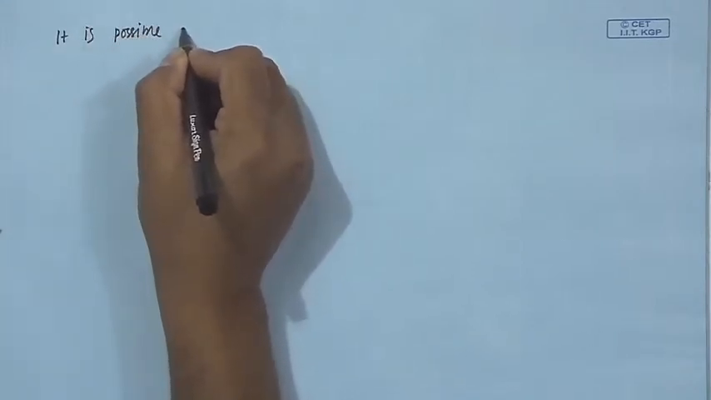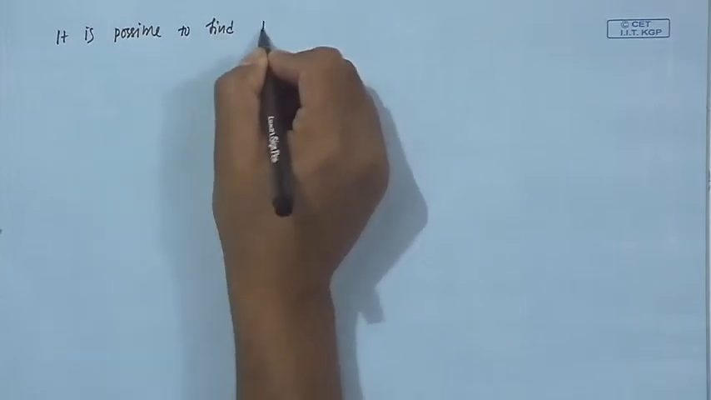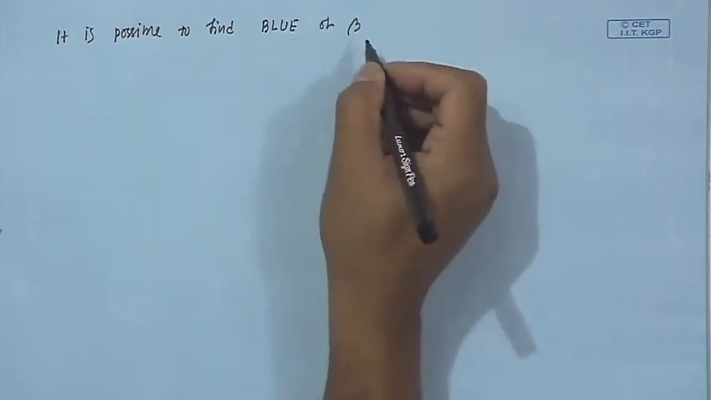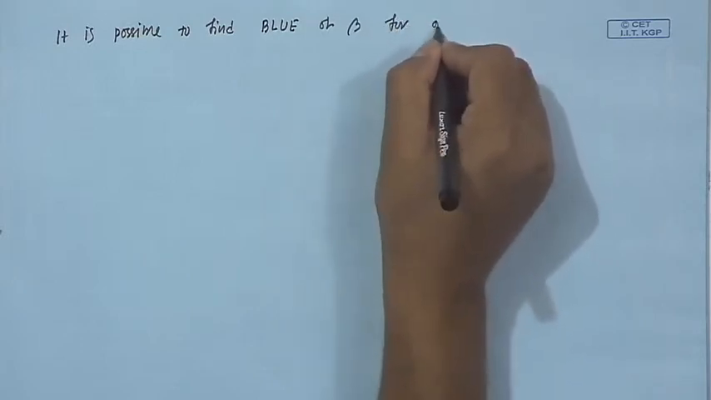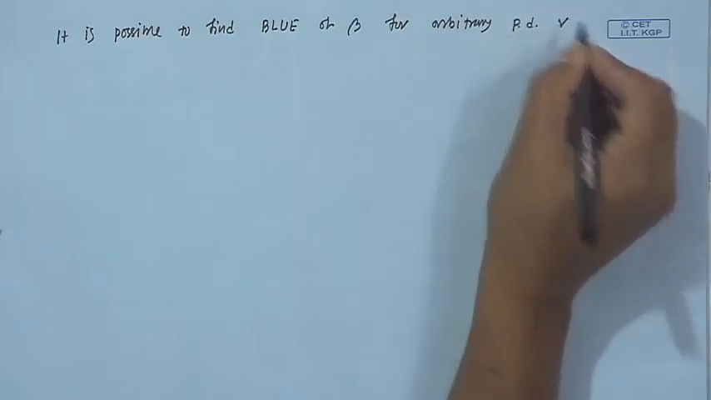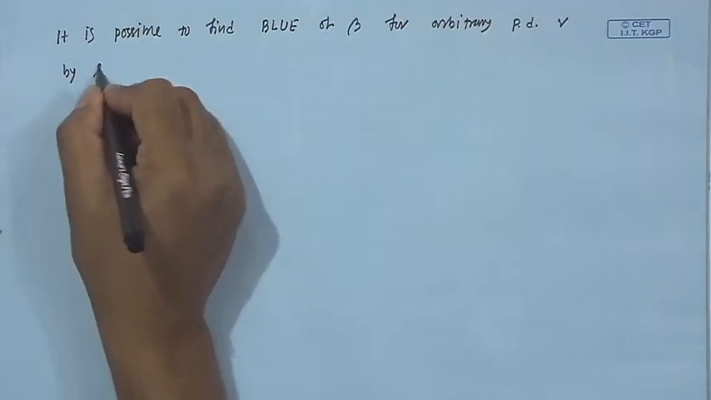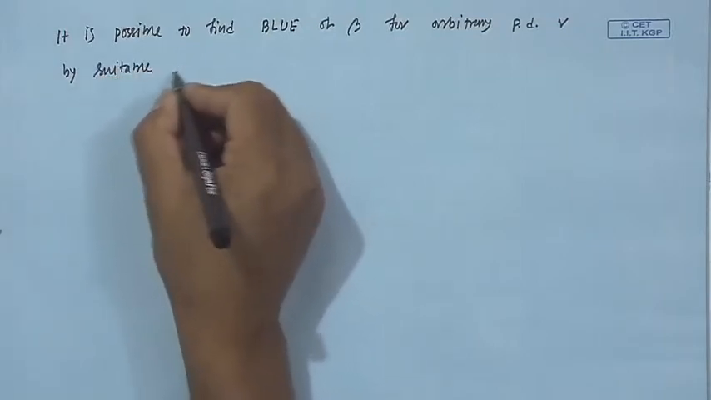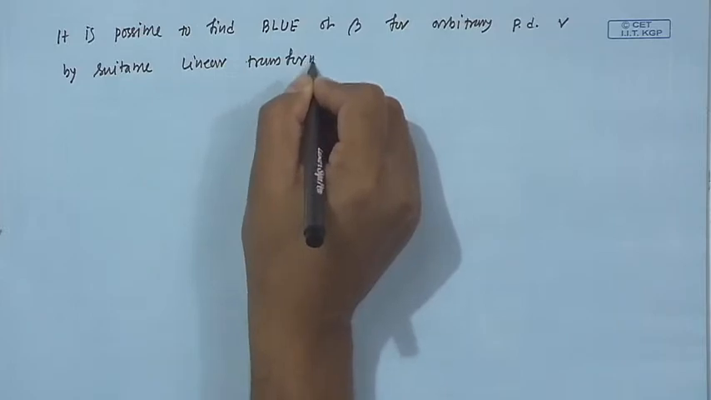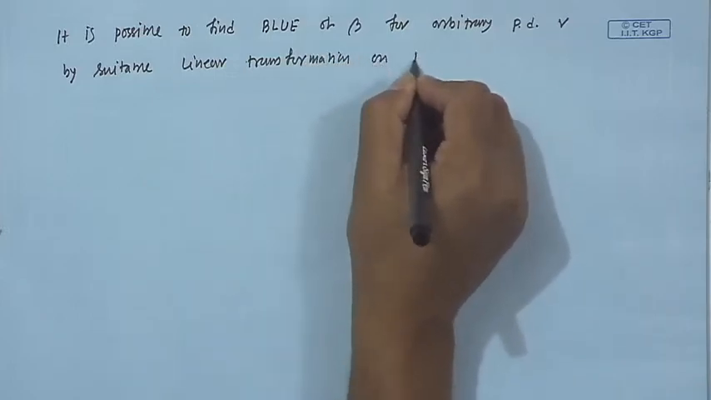Now, what we will do here is that in this situation also it is possible to find BLUE of beta, best linear unbiased estimator of beta, for arbitrary positive definite V by a suitable linear transformation on the model.